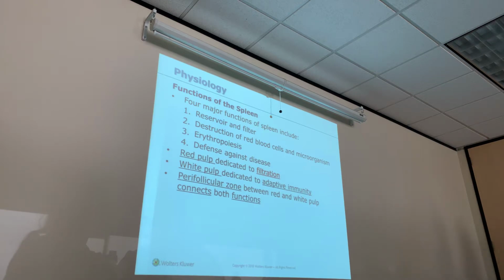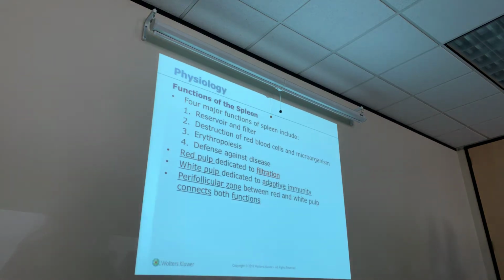The four major functions of the spleen are a reservoir and filter, destruction of red blood cells and microorganisms, erythropoiesis, and defense against disease. So we have the red pulp and the white pulp. The red pulp is dedicated to filtration, and the white pulp is dedicated to adaptive immunity. Anything that has to do with lymph nodes, T cells, B cells, macrophages has to do with white pulp. You have the perifollicular zone, which is between the red and the white pulp, which connects both functions.